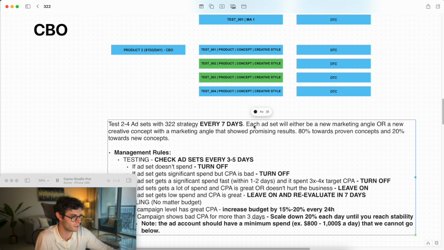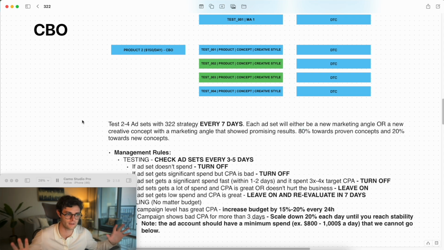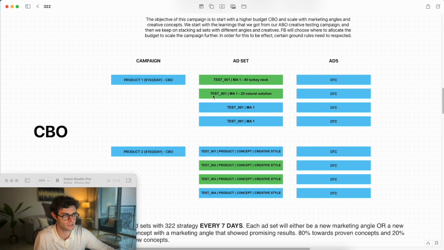Now, moving on. Each ad set will either be a new marketing angle or a new creative concept with a marketing angle that showed promising results. 80% towards proven concepts, 20% towards new concepts. Let me explain that very quickly. We want to spend 80% of our time on creative concepts and marketing angles that are working. Why? Because they're working, and that's where we should spend 80% of our time.